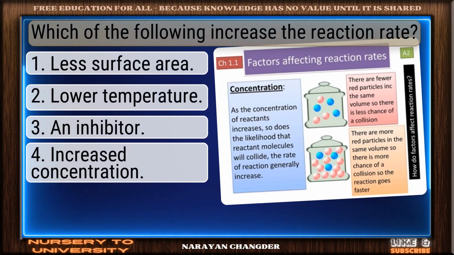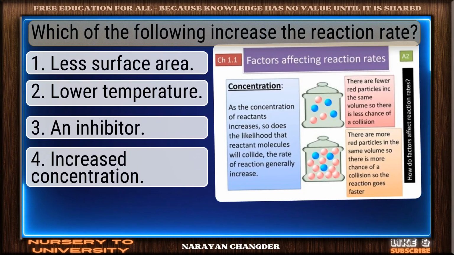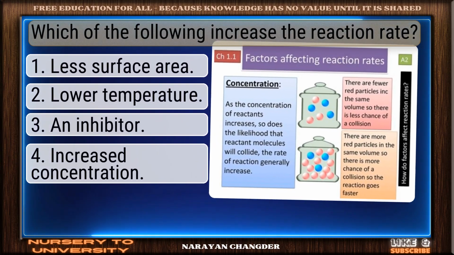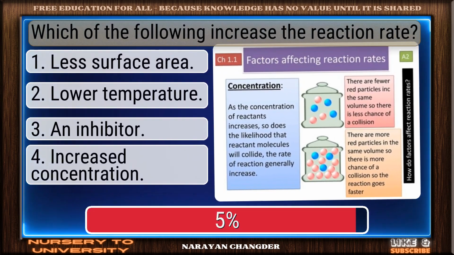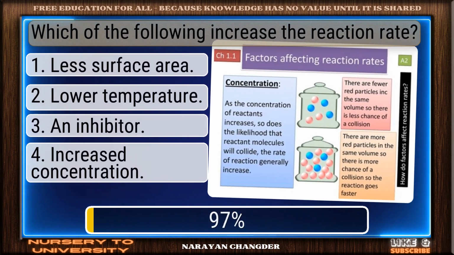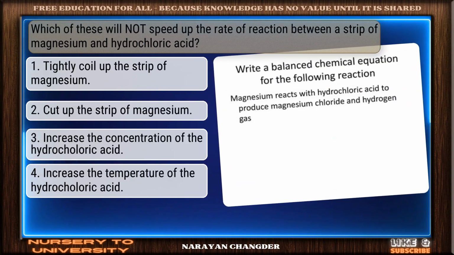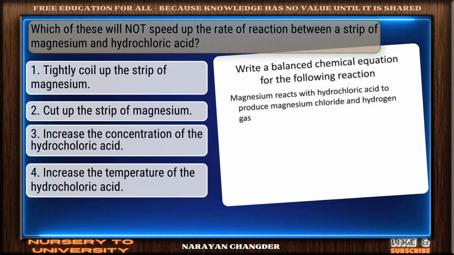Which of the following increase the reaction rate? Option 1, less surface area. Option 2, lower temperature. Option 3, an inhibitor. Option 4, increased concentration. Great job, increased concentration. Which of these will not speed up the rate of reaction between a strip of magnesium and hydrochloric acid?